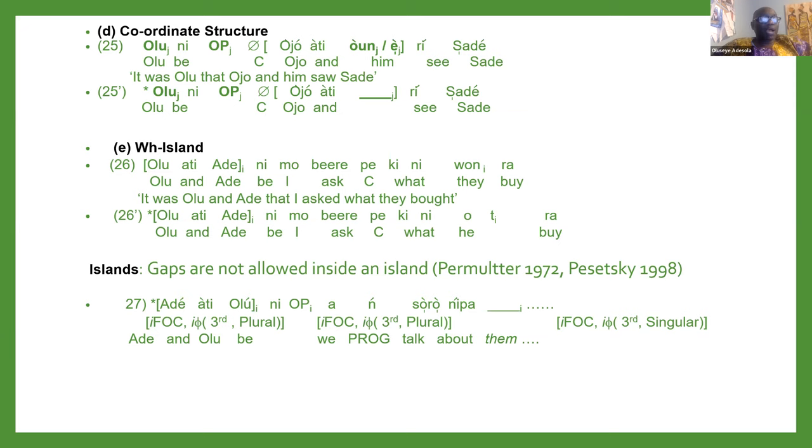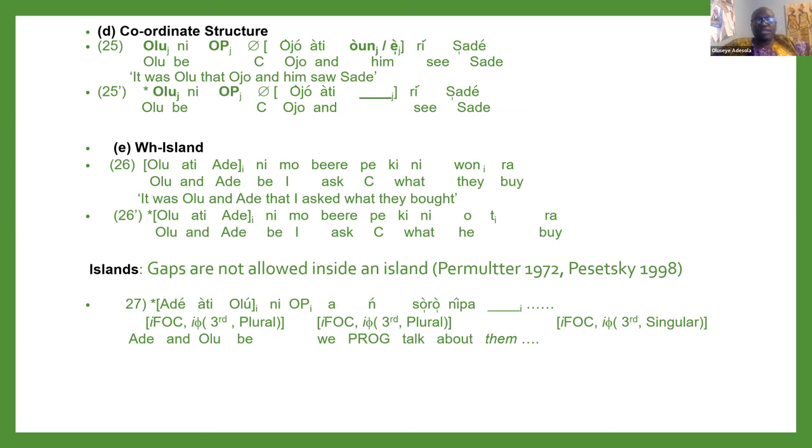That is acceptable. Why? Because one replaces the moved element. Whereas if I were to leave a gap as in 26 prime, then the sentence is bad. Olu atiade ni mobirikwe kini wara. And then there's a gap there. So in summary, gaps are not allowed inside an island, but this is not peculiar to Yoruba.